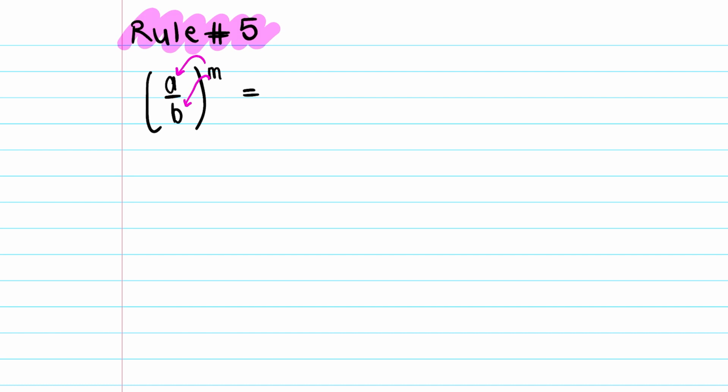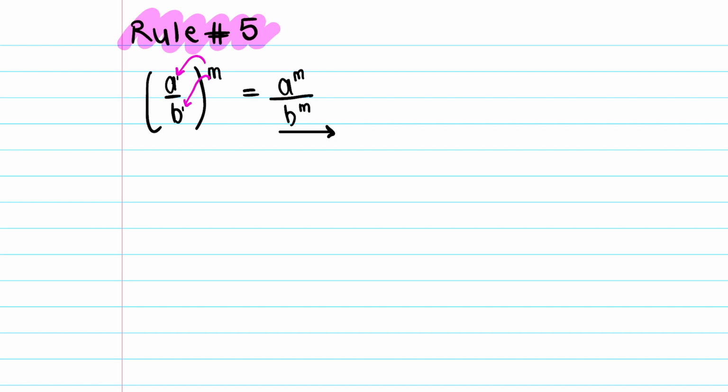So this is what it's going to look like. In this case, the exponent for A is 1. There's always an invisible 1. If you don't see an exponent, there's always an invisible 1 there. And for B, there's also an invisible 1. So our rule is going to look like this: A to the power of m over B to the power of m. That is what this rule looks like.